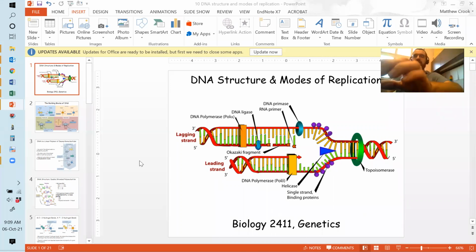The lagging strand is kind of synthesized backwards. I mean, it's not obviously synthesized in the wrong direction because you can't. You can only add bases to the 3' end. But the template strand, the parental strand, is actually looped back so that it's pointing in the correct direction, the direction of the replication fork.